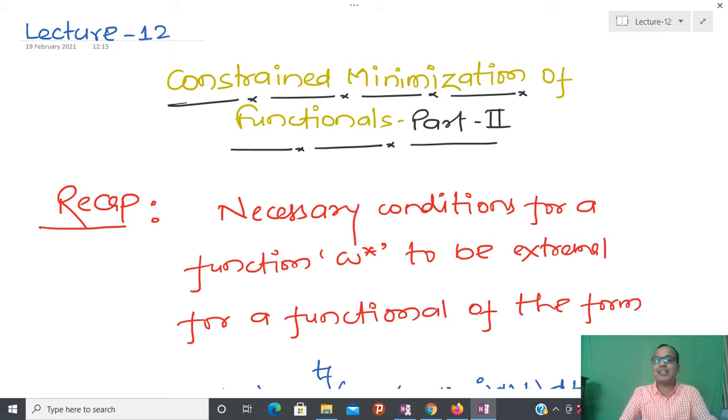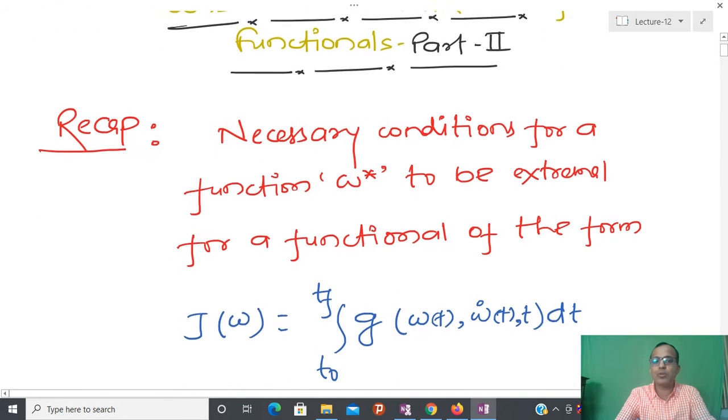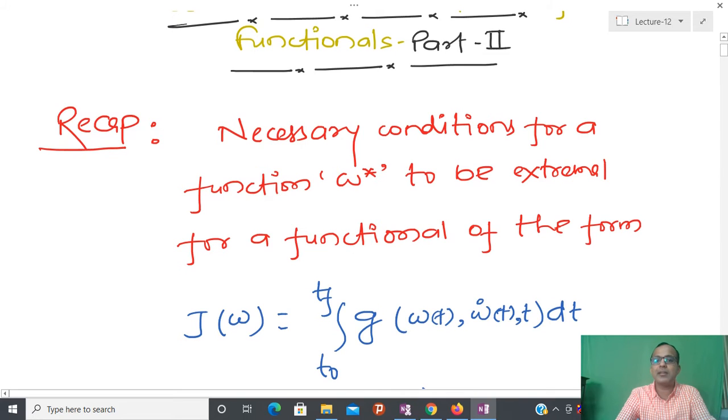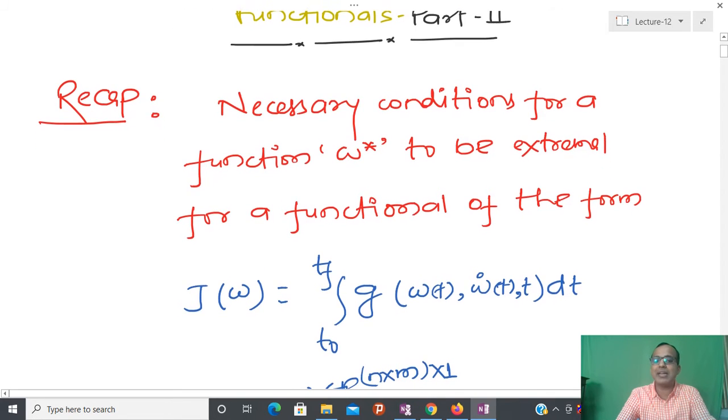In today's lecture, I am going to talk about another constraint, and basically that class of constraint occurs most of the time in control problems, and due to that reason, from the control point of view, this lecture is more important. So let us first try to revise whatever we have learned so far related to constrained extremization or minimization or optimization problems related to the functional.